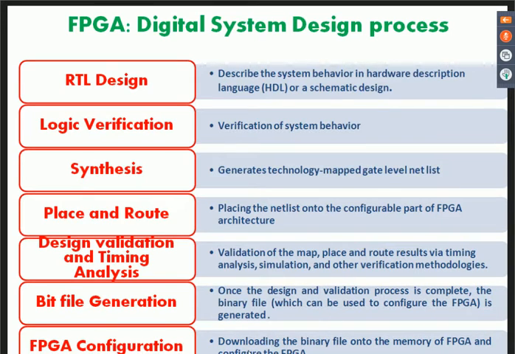Under FPGA configuration, we download the binary file into the memory of the FPGA. As I said, there is block RAM in the FPGA. We download this bit file into the memory of the FPGA, and then we can configure the FPGA. In the sense, we configure the configurable logic blocks and then provide the interconnection between those configurable blocks. After completion of this FPGA configuration, that FPGA device itself acts as the system. That means whatever system we have described in RTL or in HDL code, the same behavior will be imitated by the FPGA device.